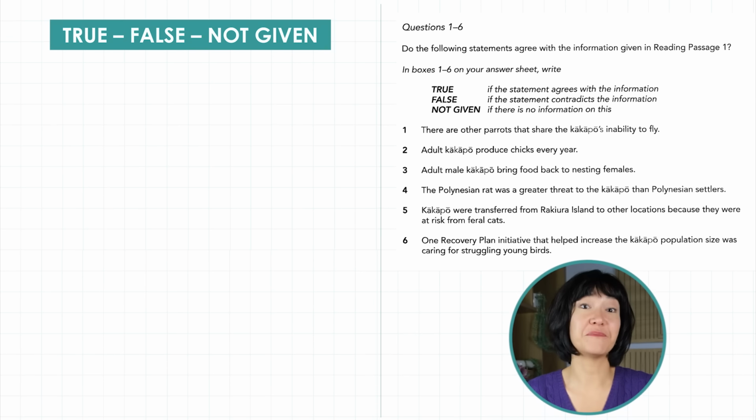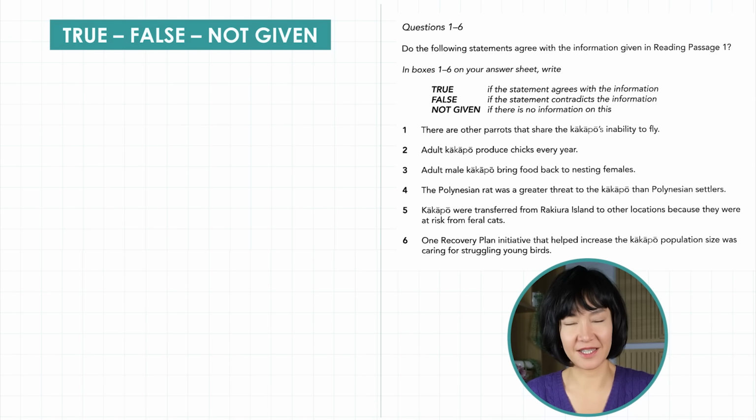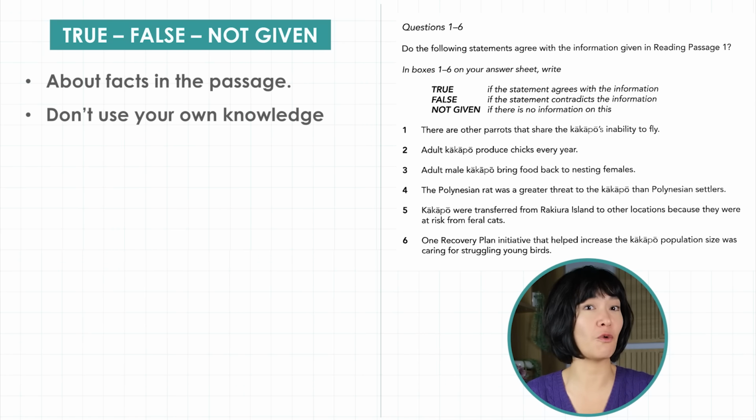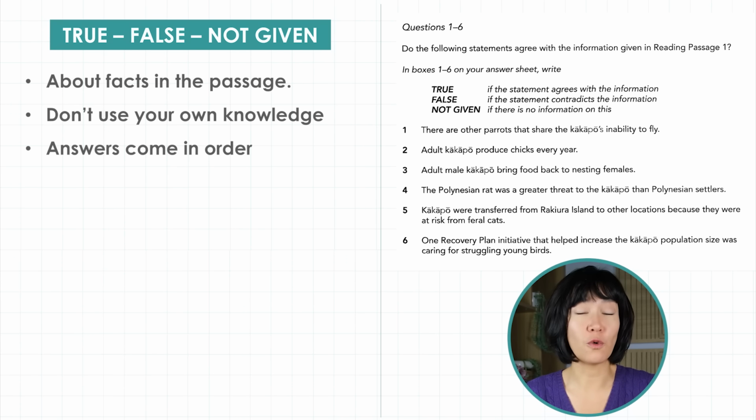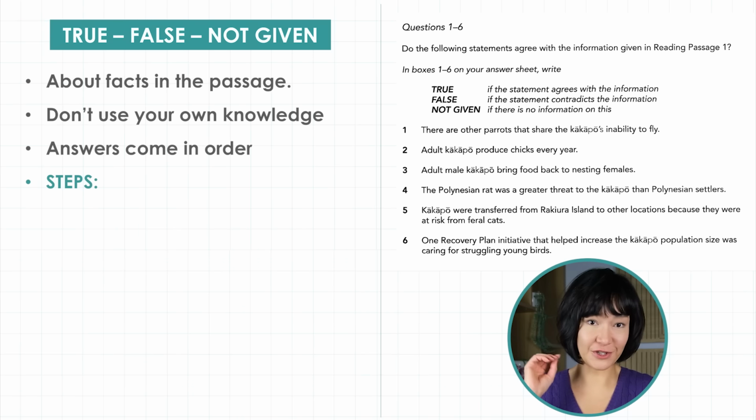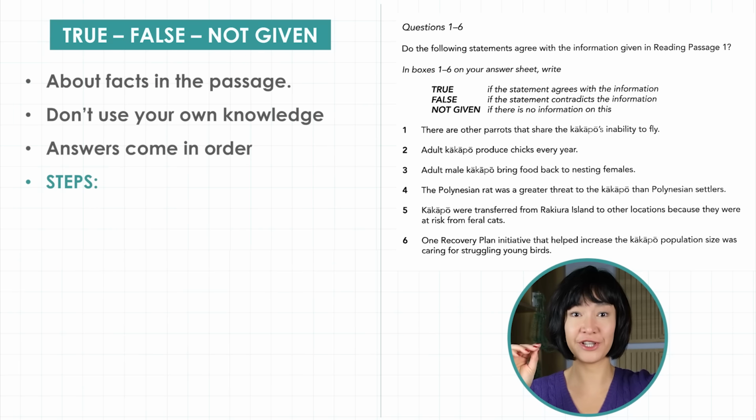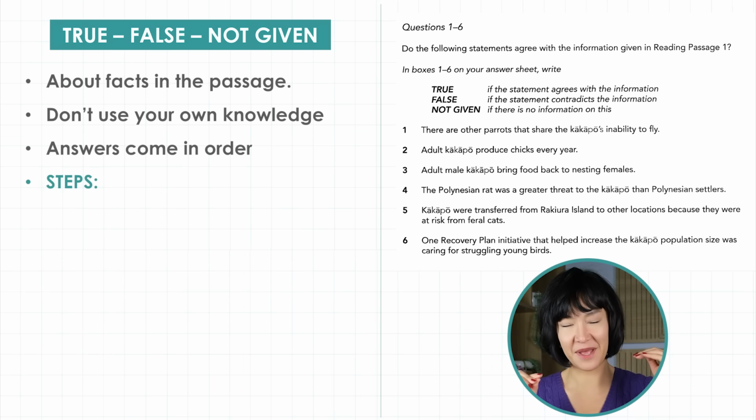Okay, here is the strategy. First, remember what these questions are testing. True, false, not given are about the facts in the passage, not your own knowledge or someone's opinion. The good thing is that the answers come in the same order as the questions. And this means you can read the first statement and then start reading the passage until you find the answer. Then you read the second statement and you continue reading the passage.